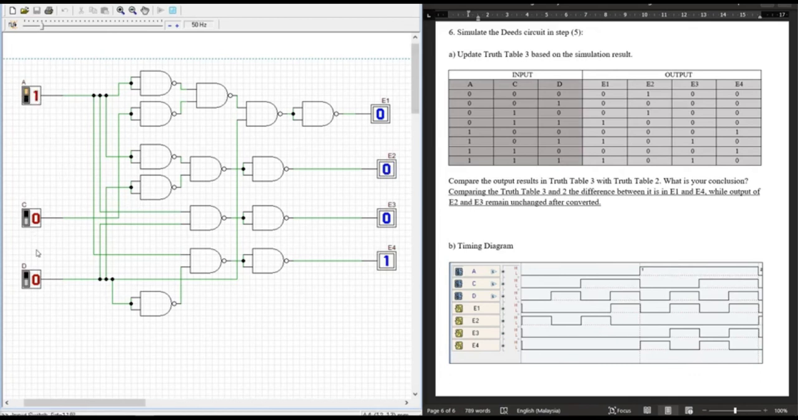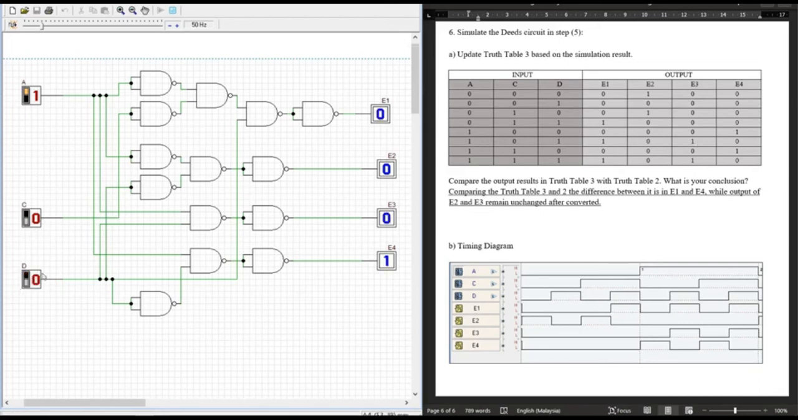So next is A 1, D 1, C 0, which produces E1 and E3 as high outputs. We can see from the right side, A 1 and D 1, E1 is 1 and E3 is 1.